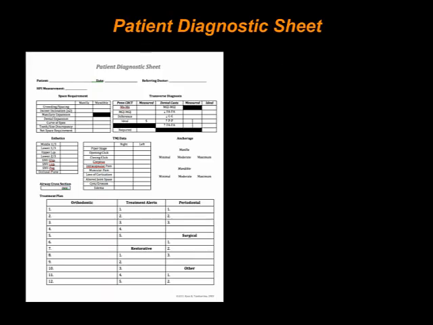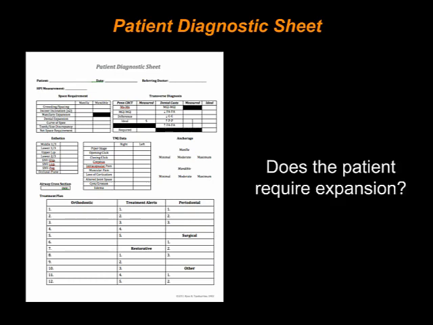So for us, with the CCO, we're using a diagnostic sheet that helps us sort all this data for our patients. However, the question that we're going to talk about today is, does the patient require expansion? And so we're going to really only focus on the transverse diagnosis part of this sheet.